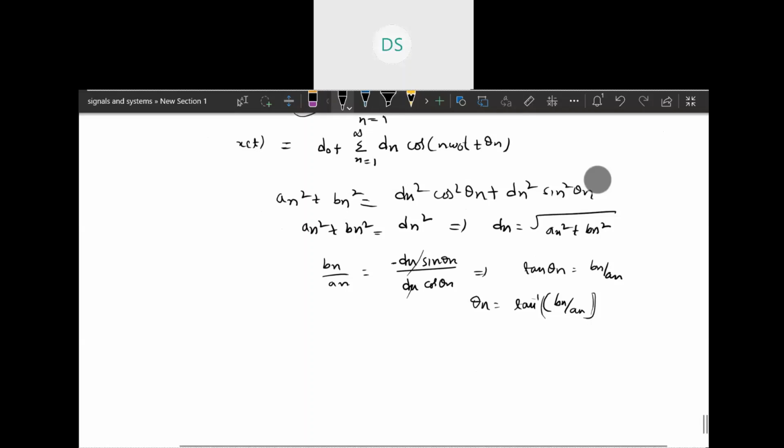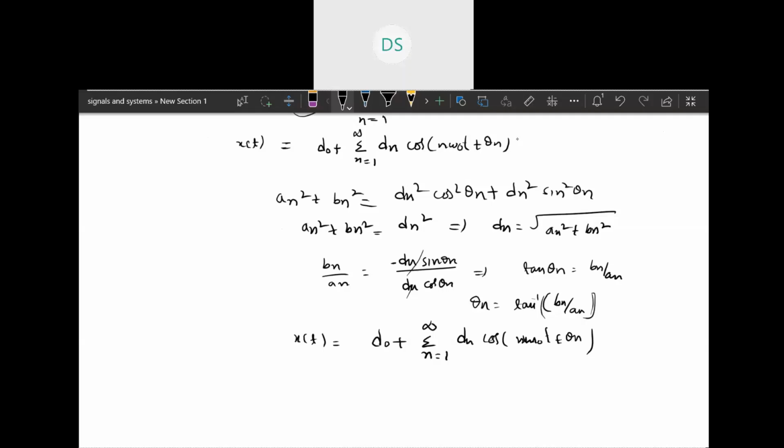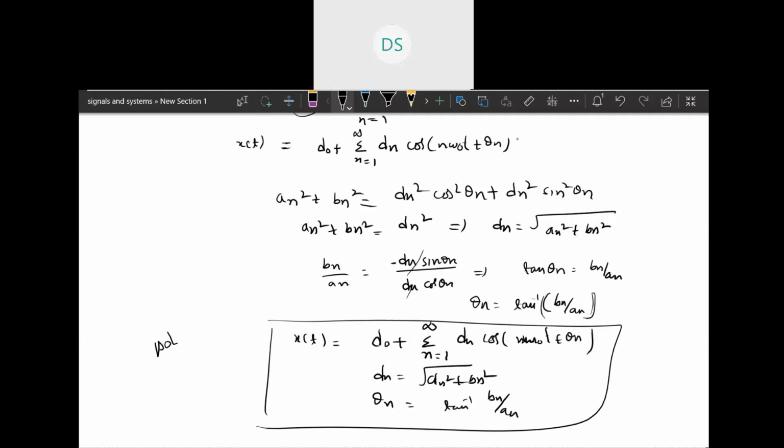Okay, so we can also represent in the polar form, where x of t can be written as d naught plus sigma n is equal to 1 to infinity dn cos n omega naught t plus theta n, where dn is equal to what? Root over an square plus bn square, and theta n is equal to tan inverse bn by an. Okay, so this is the polar representation of Fourier series.